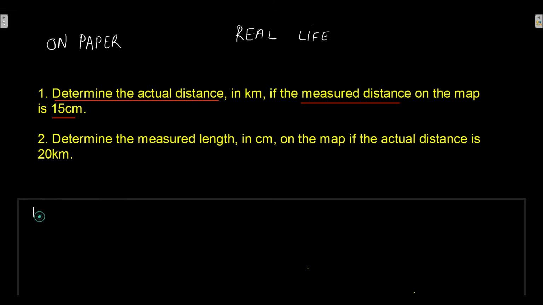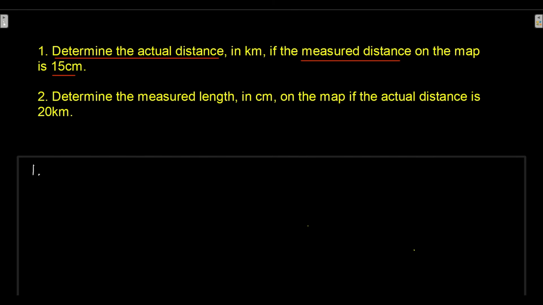Okay, question one, right? We are given the measured distance. What is the measured distance? The measured distance on the map is equal to 15 centimeters. We want to determine what is the actual distance, using the scale that is given to us.